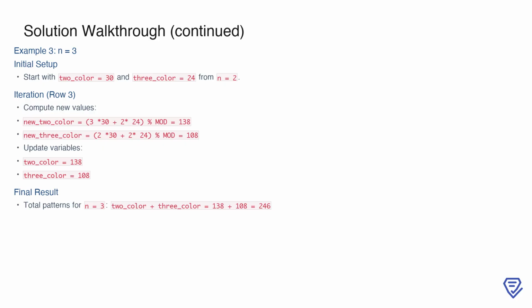For the third row, we repeat the process with the updated values. The new_2_color becomes 2 times 2_color plus 2 times 3_color, modulo mod. Substituting the updated values, new_2_color equals 2 times 24 plus 2 times 30, which gives 108. The new_3_color is calculated as 2 times 2_color plus 3 times 3_color, modulo mod. This results in 2 times 24 plus 3 times 30, which equals 138. We then update 2_color to 108 and 3_color to 138 to prepare for any further rows.